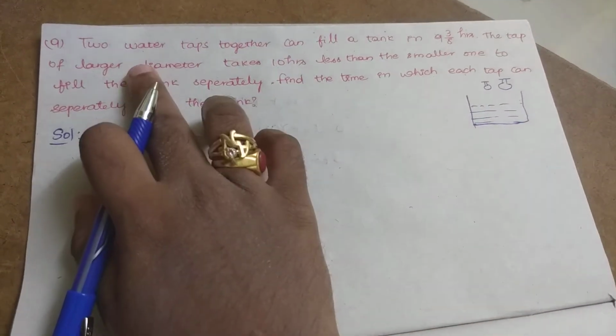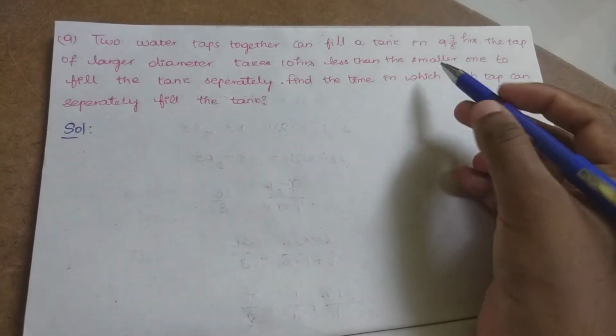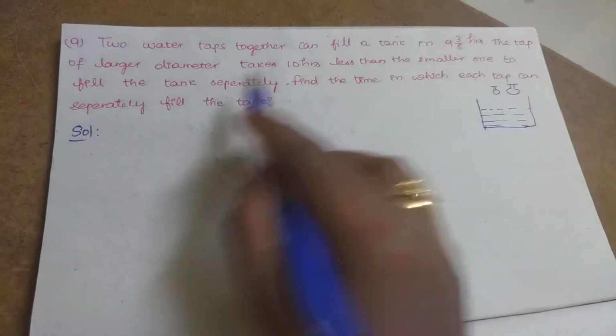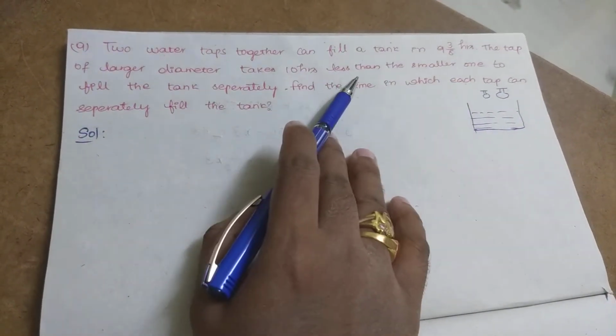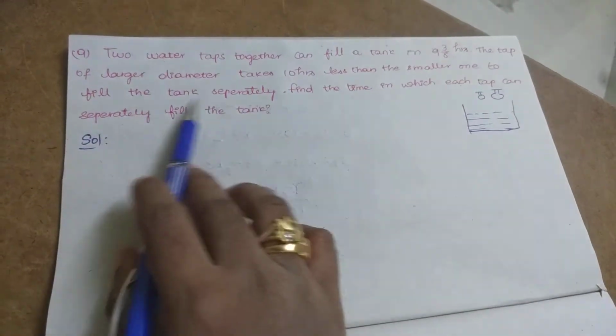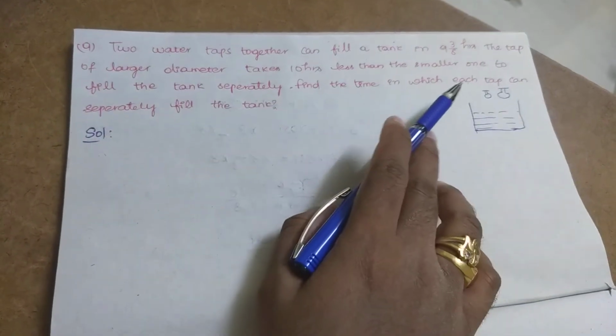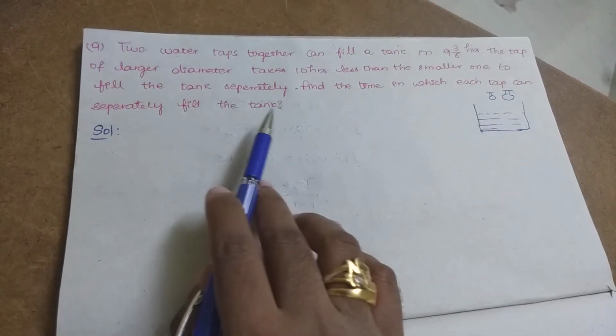Hello friends, let's solve question number 9. Two water taps can fill a tank in 9 3/8 hours. The tap of larger diameter takes 10 hours less than the smaller one to fill the tank separately. Find the time in which each tap can separately fill the tank.